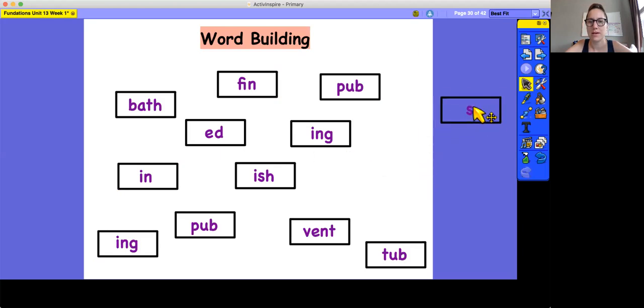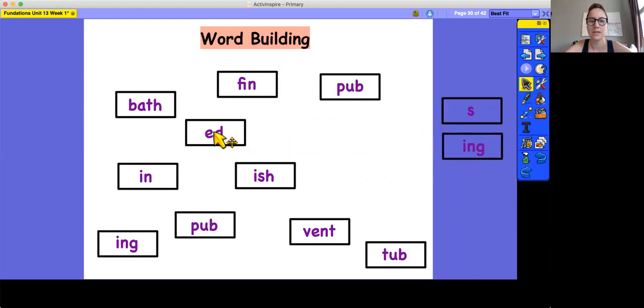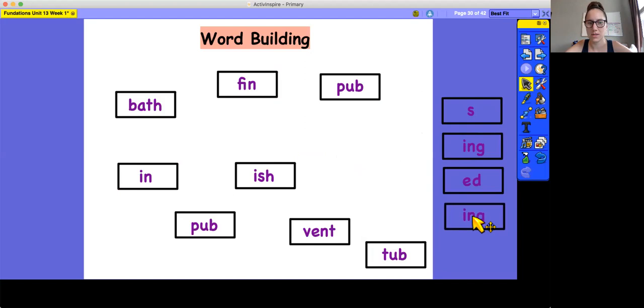I know I have my suffix ing. There's a suffix ed, and then there's also a suffix ing again. So that tells me I must be making 4 different words. Okay, now I'm going to try and put some of these syllables together.